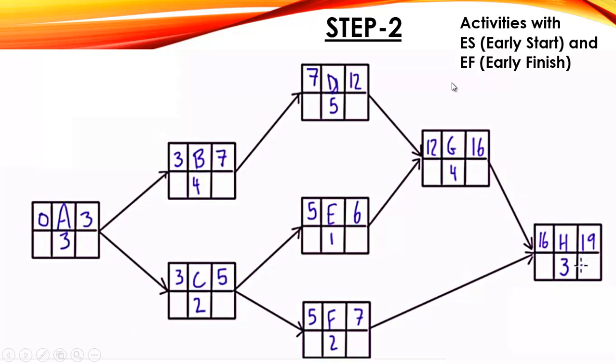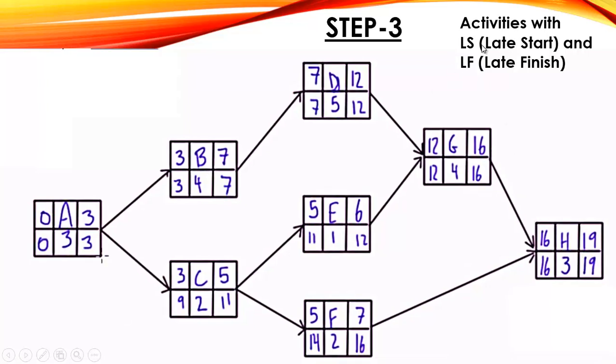In the next step 3, activities with late start and late finish. Late start and late finish tell us, for example, how much time an activity can be delayed without affecting the whole project. These things can be discussed after studying the late start and late finish. For late finish we will come from the backward. For example, 19 minus 3 is 16, that is the late finish and late start. Here 16 minus 4, the duration, is 12, and now we have to go back in 2 directions, 12 and 12.